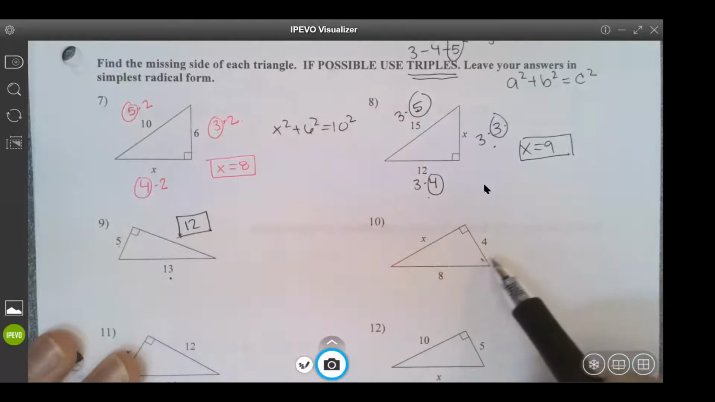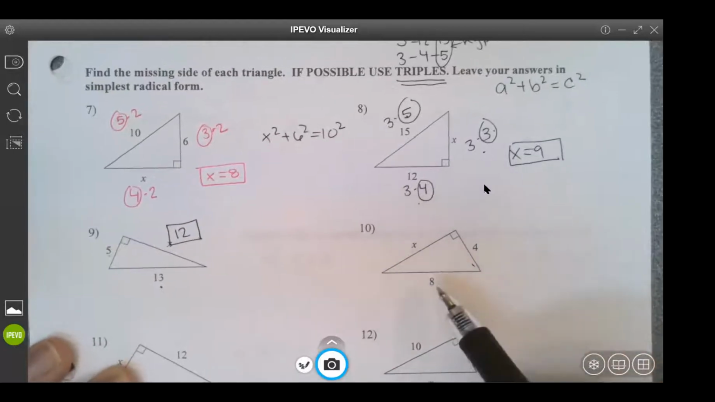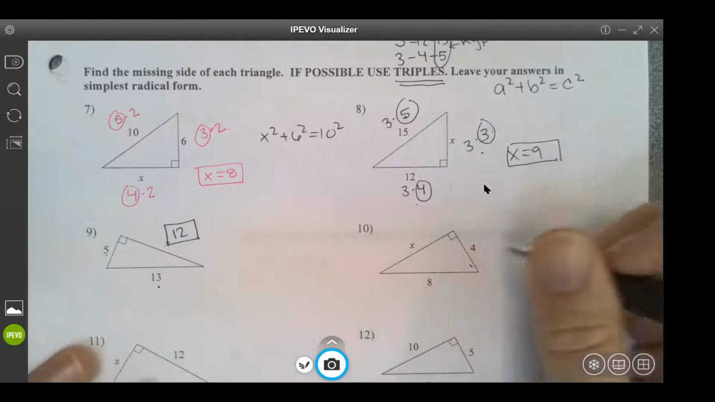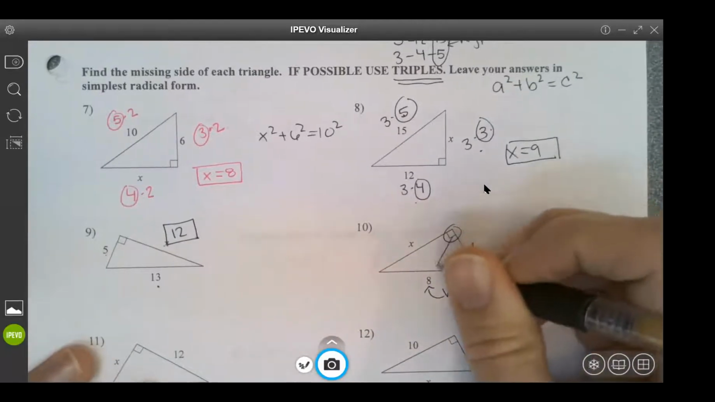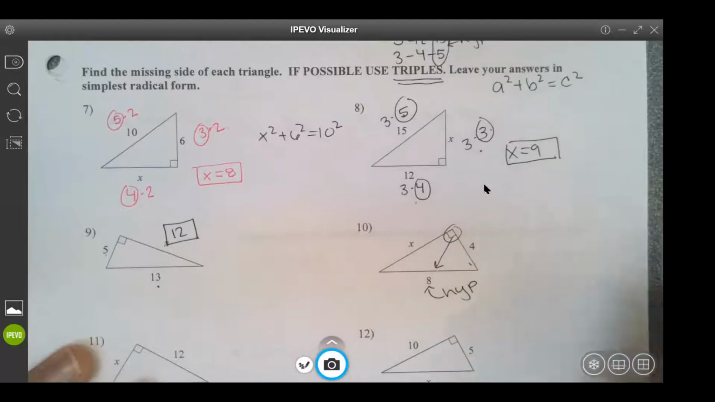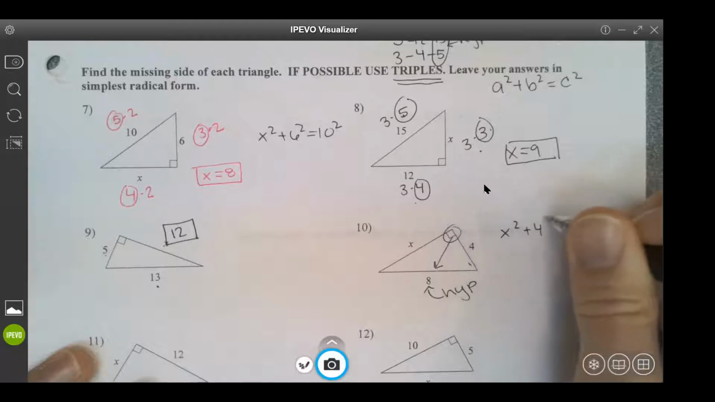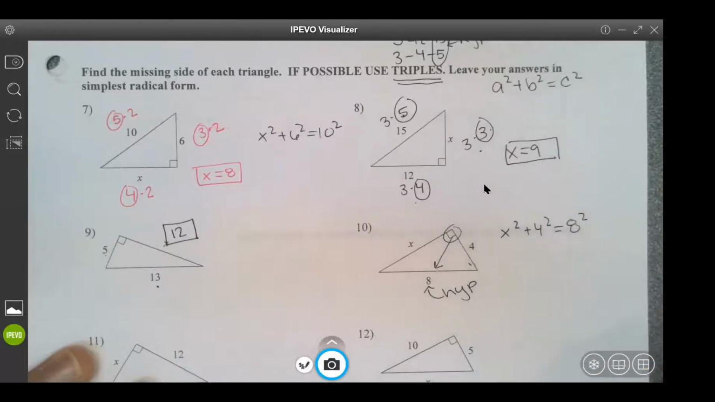And then I get here, and this is not a triple. So I have 4, don't have 5 here. This is not any multiple of a triple. So I can't just say what the missing side is. I have to use my theorem. And then remember, hypotenuse, always the side across from my right angle, right? So when I set up that equation, I have to have my legs squared equal to my hypotenuse squared.